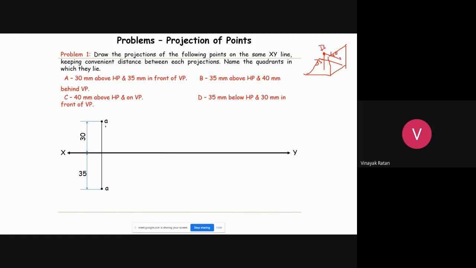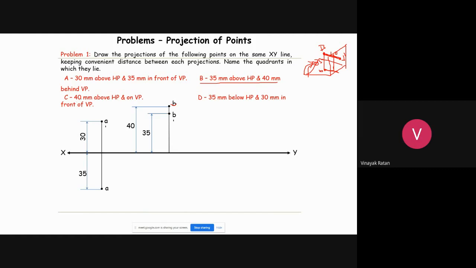The front view is on the vertical plane, B dash, and the top view is B. Where is the front view and at what distance? It is above the XY line, which is 35. So B dash. And where is your top view? When you rotate this plane in the clockwise direction, it will also come above the XY line with respect to the second quadrant, at a distance of 40 mm, parallel to this line. So 40 mm, over here. So this is B. This is the projection of point B.